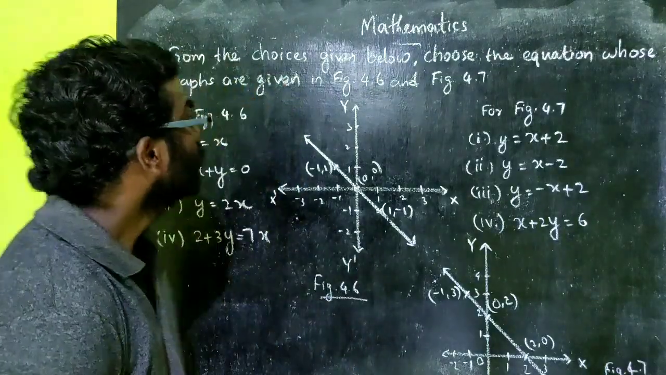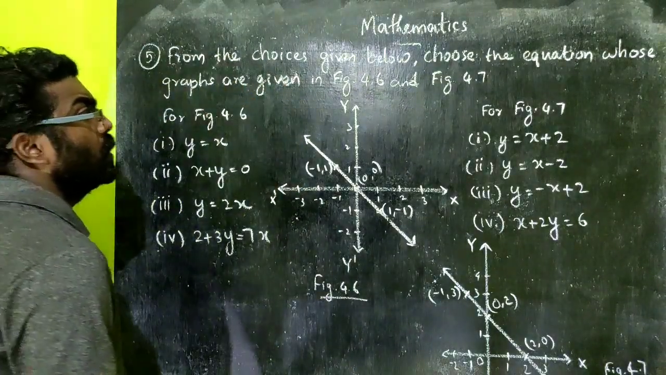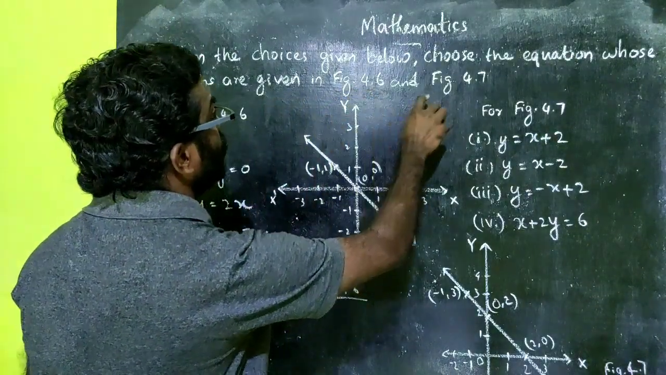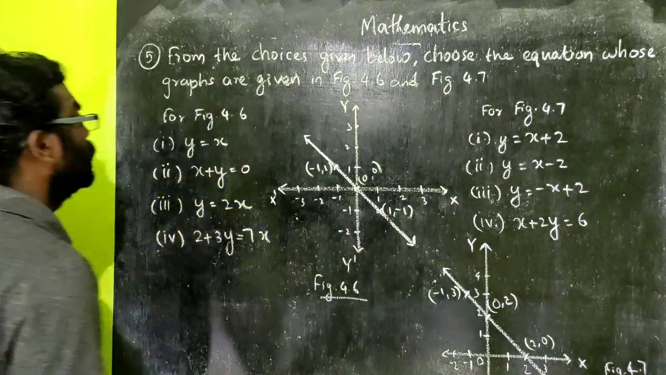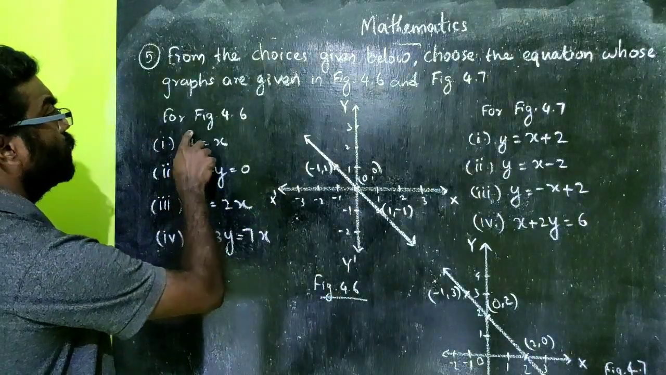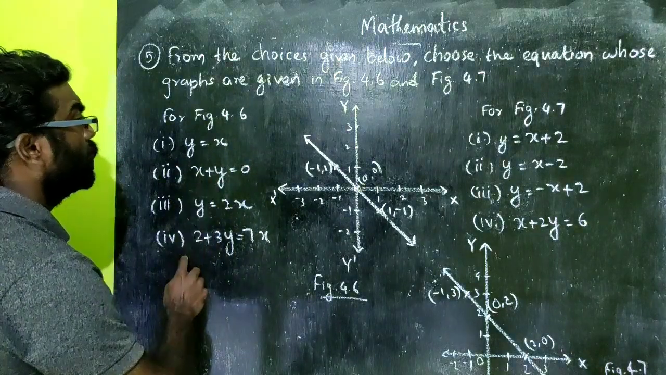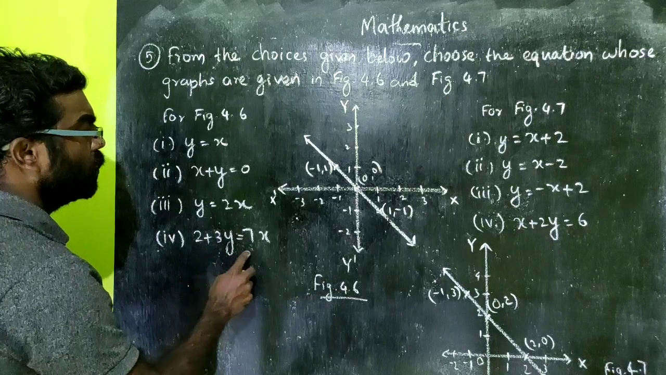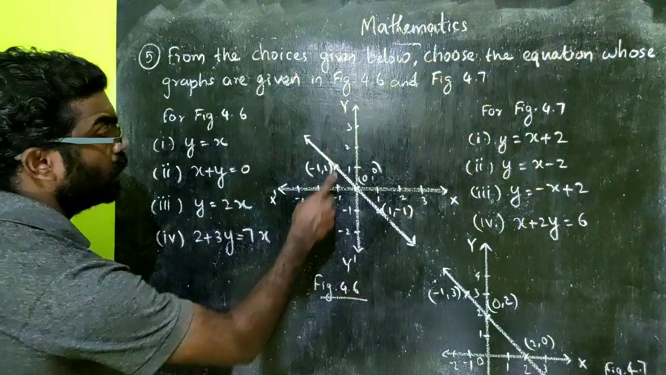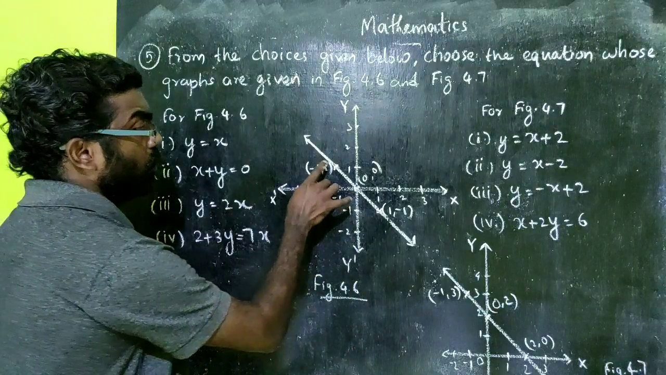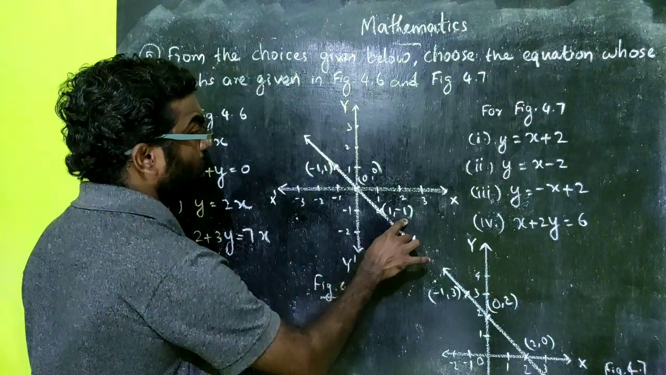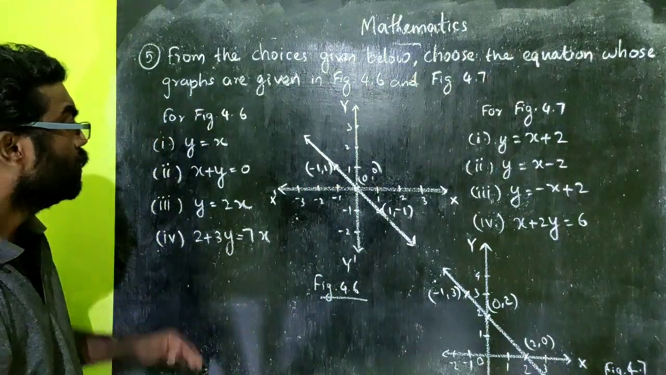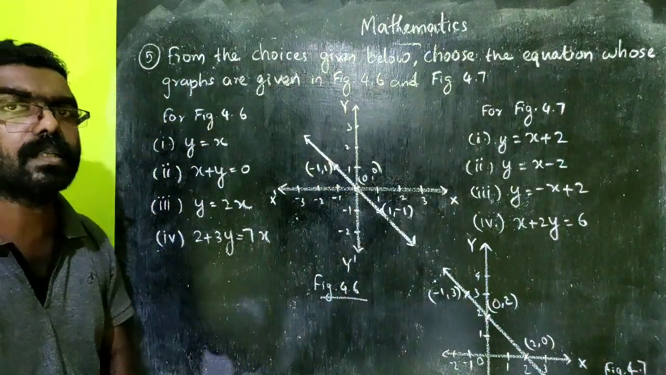Now the next question is, from the choices given below, choose the equation whose graphs are given in figure 4.6 and figure 4.7. Two figures are given. For figure 4.6, four options are given: y equals x, x plus y equals 0, y equals 2x, and 2 plus 3y equals 7x. The graph has 3 points marked: (1, minus 1), (0, 0), and (minus 1, 1). We have to check which of the options is true.